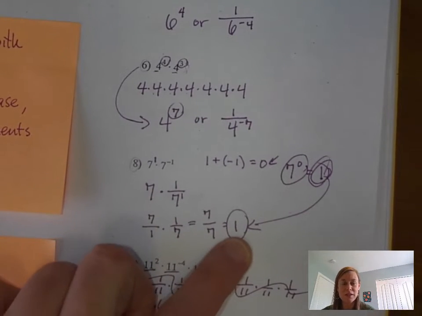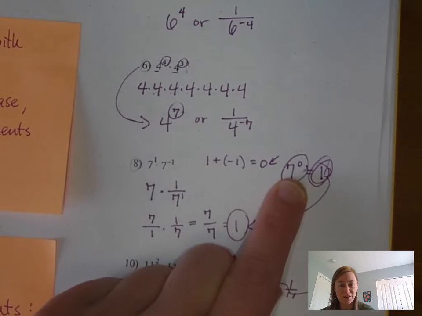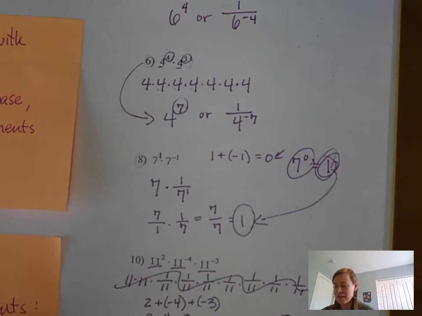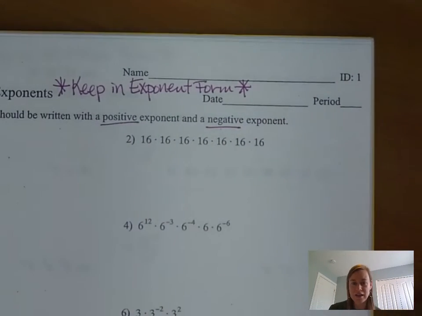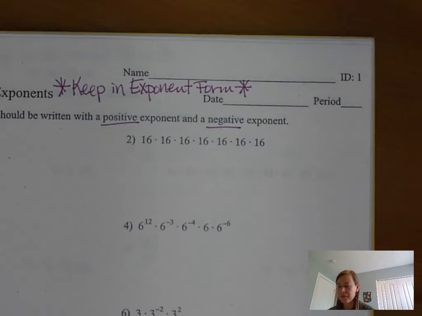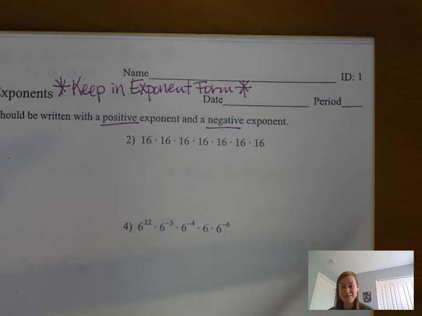In this case, you can leave it as 1 or as a to the 0 power. But in all the other cases, you should be leaving it as an exponent. And be sure to do the positive and the negative exponents, okay? All right, so now you ready to do some dividing?